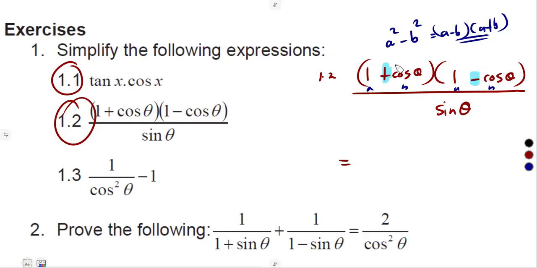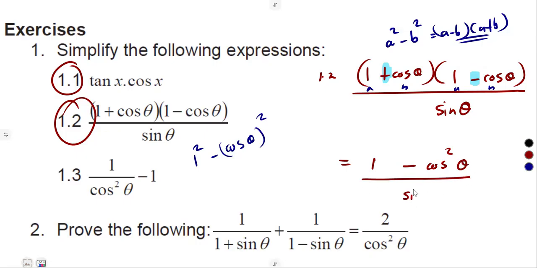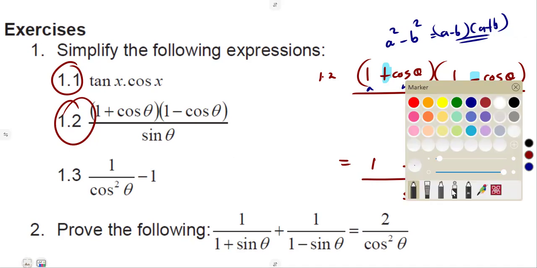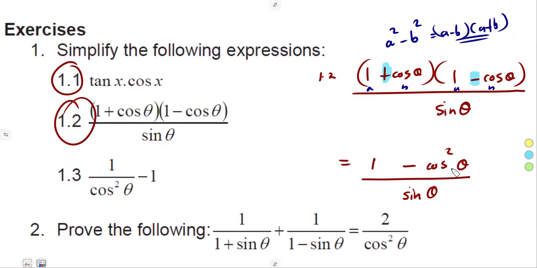A squared minus B squared. 1 squared minus cos theta squared. So that is going to give us 1 minus cos squared of theta, everything over the sine of theta. Just like that. So in this case now, this time you're forced only to look into the numerator, the one that is being squared, 1 squared minus cos squared.